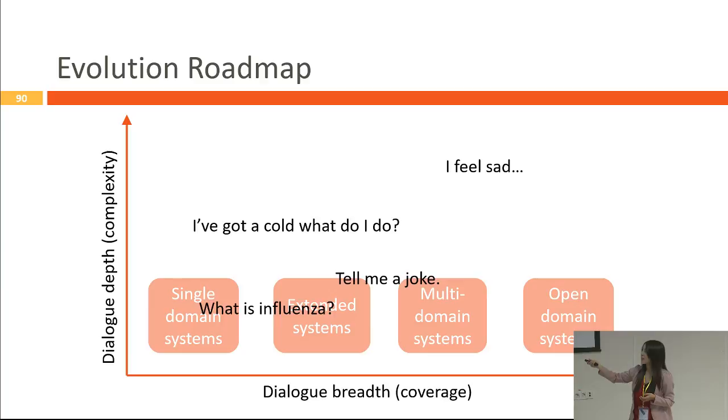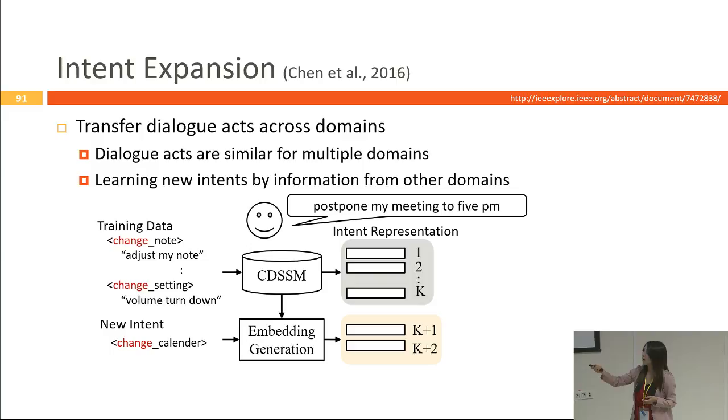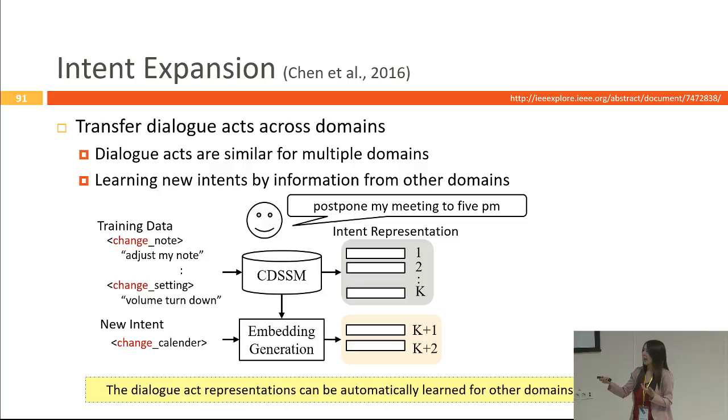How can we extend our intent to another, unseen domain? For example, if we have a note domain and a setting domain, and we add an additional domain, which is the calendar domain. We do not have any data for this domain, but we have "trend note" and "trend setting" sentences in our training data. Is it possible to borrow the information about "trend" in these two domains and extend to the calendar domain? Because if you want to trend calendar, probably the sentence may be very similar to the trend note, like "adjust my calendar". So I think the dialogue act information can be shared across different domains.